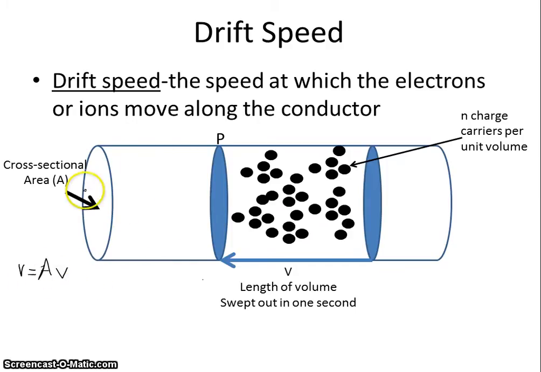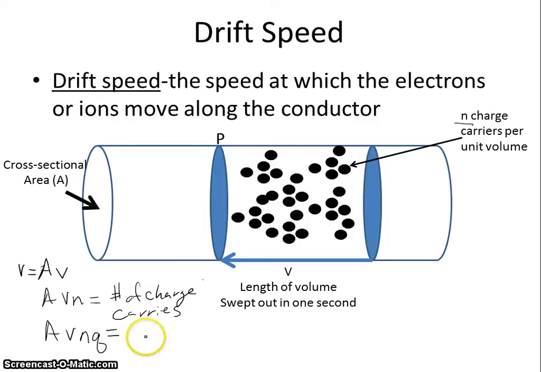So if I take this area, which is a circle, times height v, what I get is the volume of a cylinder. My letter n up here represents the number of charge carriers in this volume. So if I multiply my volume times n, I get the number of charge carriers contained in this volume. And if I multiply this amount times the charge of each charge carrier, I get the total charge that I have.